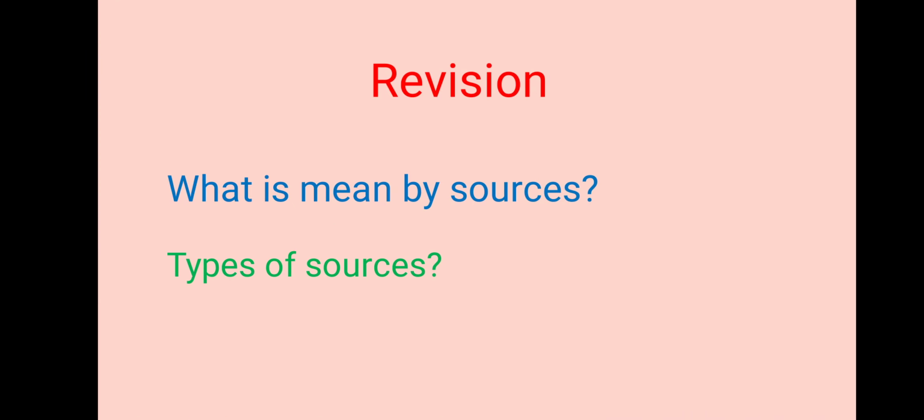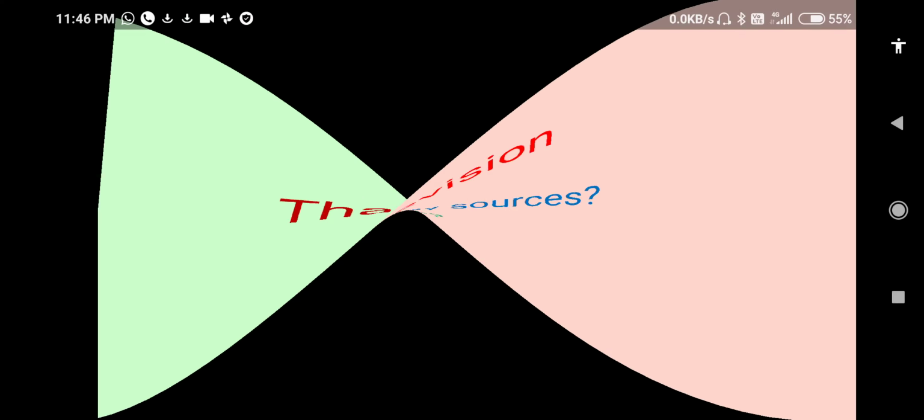Today we revised what is meant by sources and their types. Which types did we learn? Oral sources, material sources and written sources. The remaining lesson we will revise in the next period. Thank you.